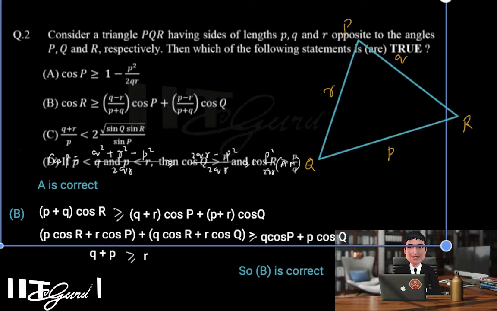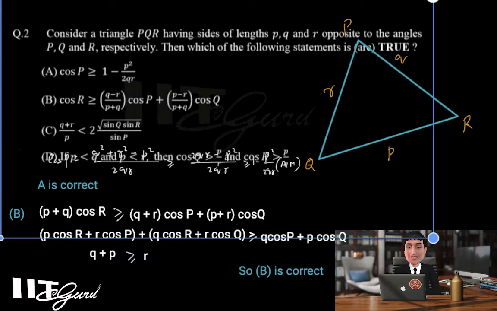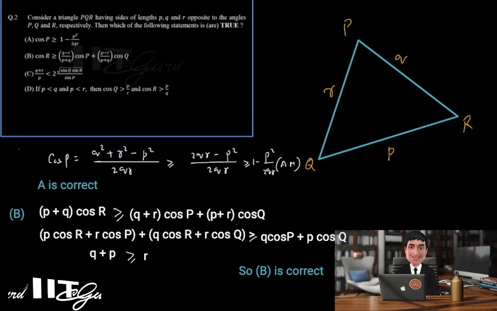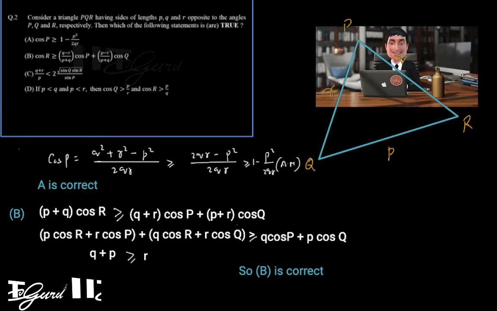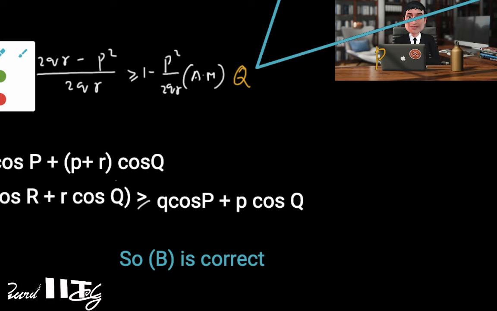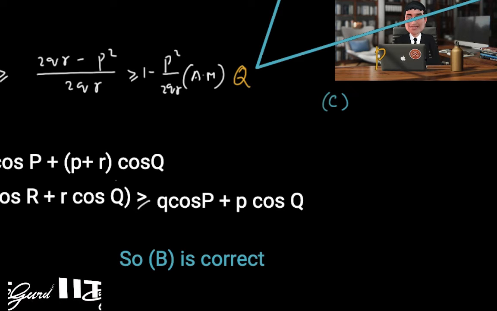For the C option, Q plus R by P under root 2 sin theta, like this way we have to say C over here. So now let's think about Q plus R by P. Let me put our position somewhere else here. That is for the C option. Let me say Q plus R, right?